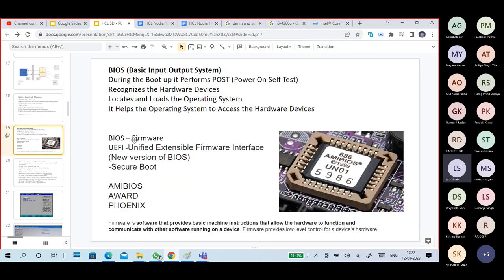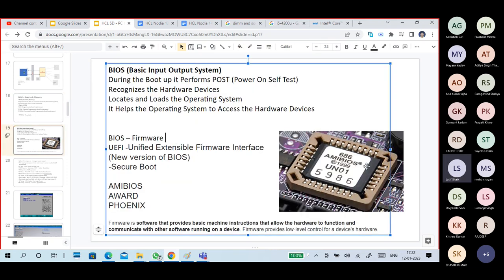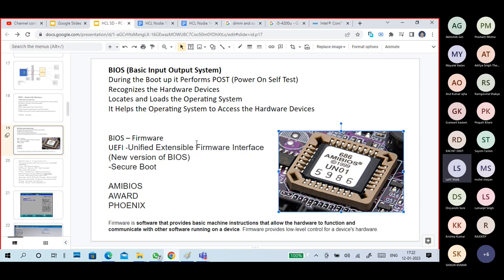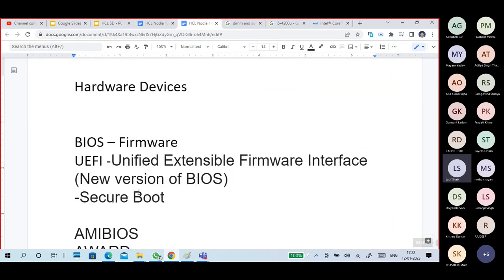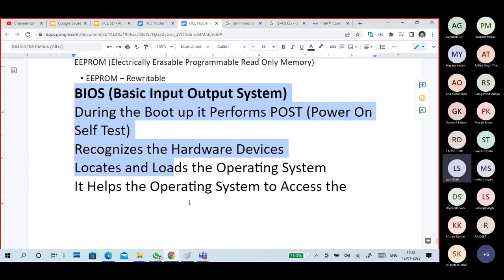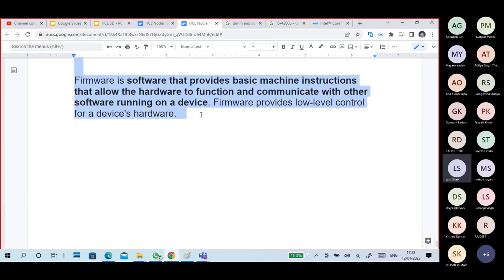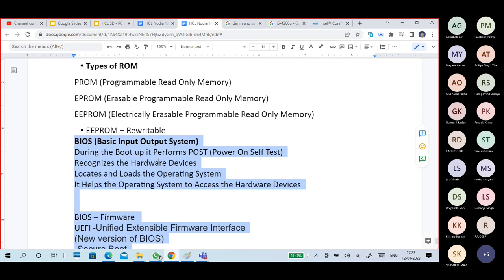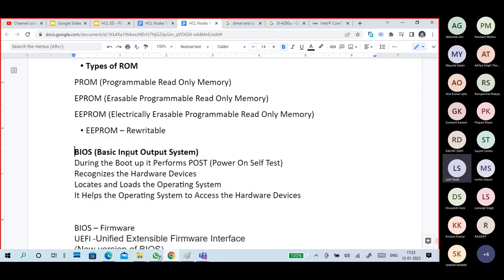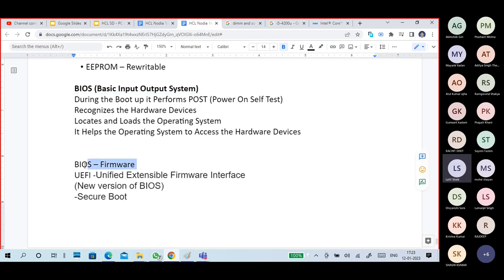Okay, so what is the content in this ROM chip? I said there are instructions or a program inside this ROM chip. The content in the ROM chip is nothing but a BIOS, basic input output system. What is a BIOS? BIOS is nothing but firmware. So the ROM contains a program called BIOS. A newer version of BIOS came, that is called UEFI, Unified Extensible Firmware Interface.